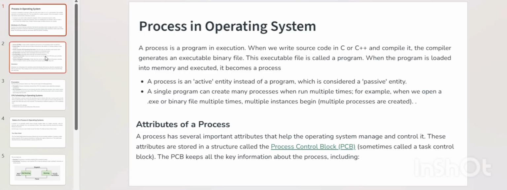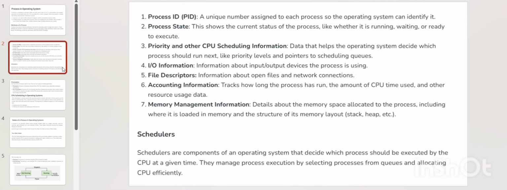Now let us take a look at what all these attributes are. So these attributes are process ID, which is a unique number assigned to each process, and also process state. This shows the current status of the process, like whether it is running, waiting, or ready to execute. Then we have priority and other scheduling information. It is the data that helps the operating system decide which process should run next, like priority levels and pointers to scheduling queues.